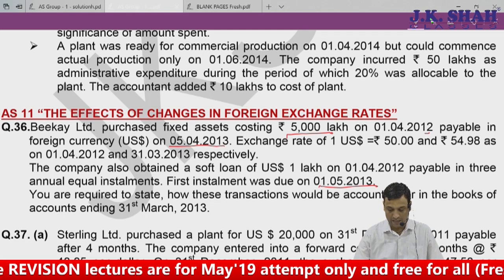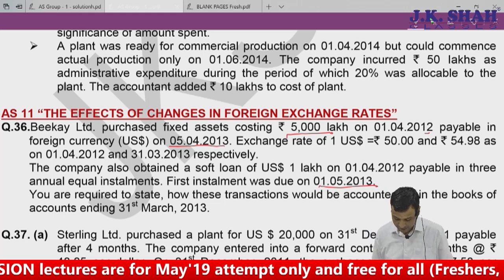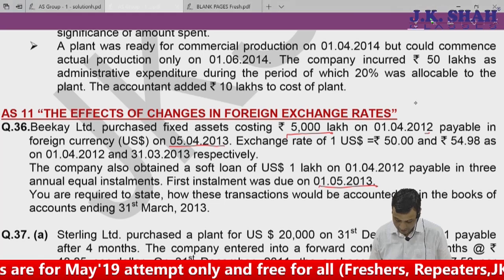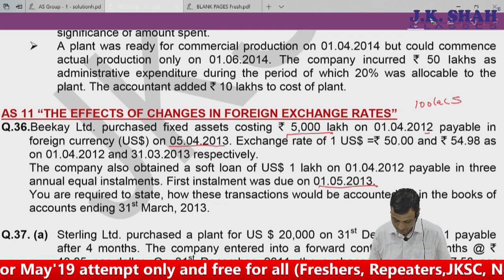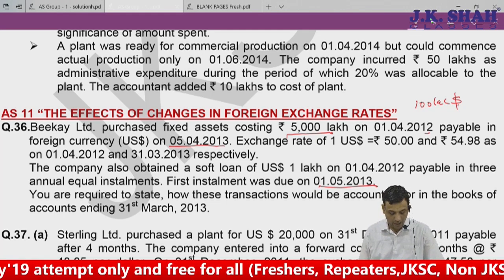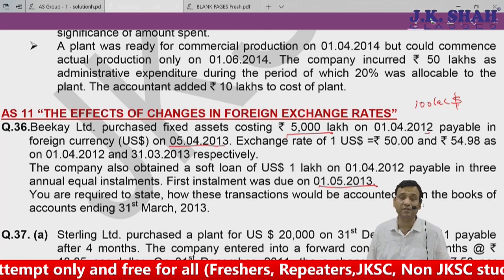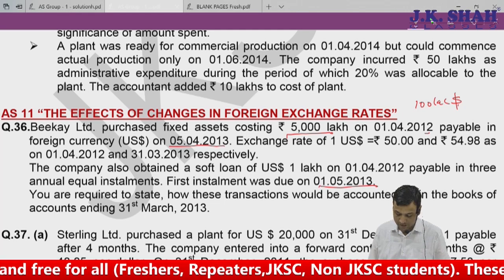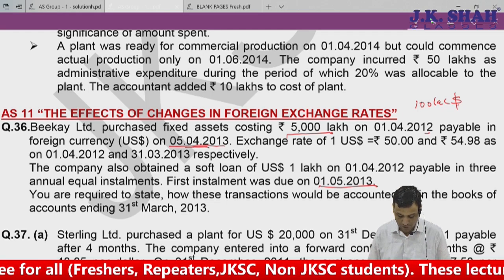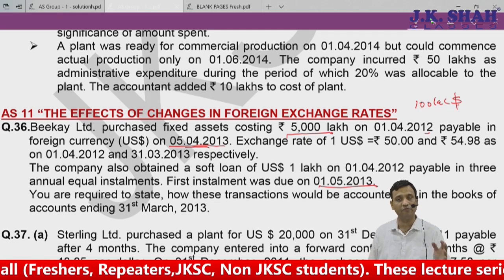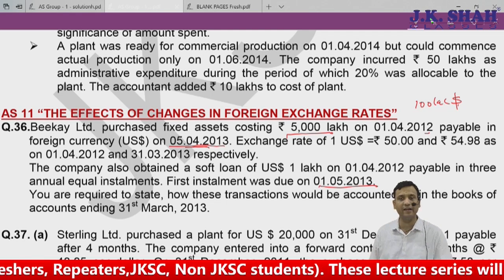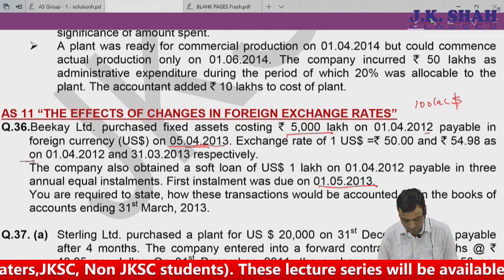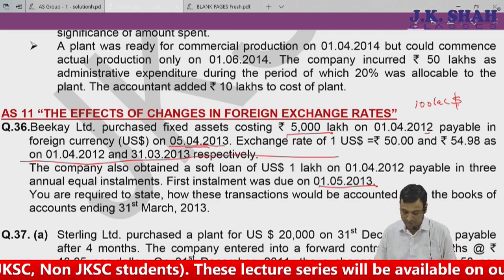When they say 5,000 lakhs, this 5,000 lakhs is divided by 50. It means I have taken somewhere around 100 lakh dollar. I have purchased an asset which is 100 lakh dollar on 1st April 2012, and the amount is payable on 5/4/2013. It means I have a fixed asset, and against this fixed asset there is a creditor which is to be paid on 5th of April 2013. Now let's talk only to this much part. The remaining part we'll do later.